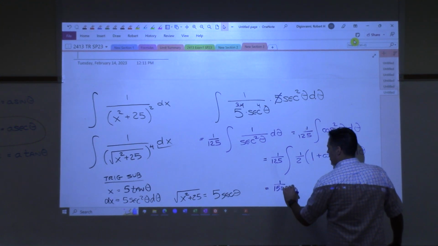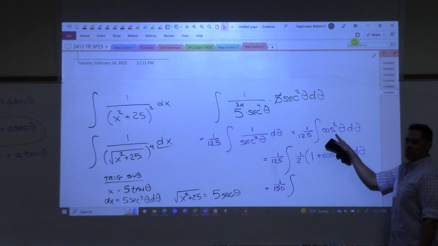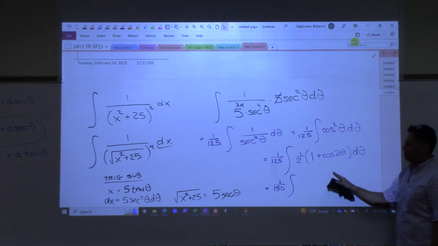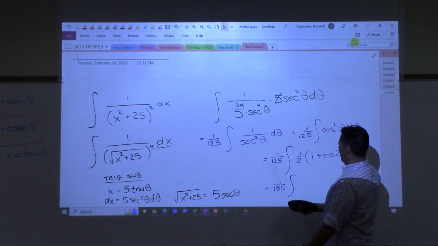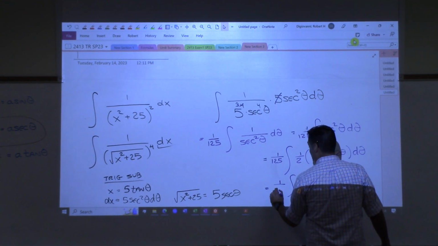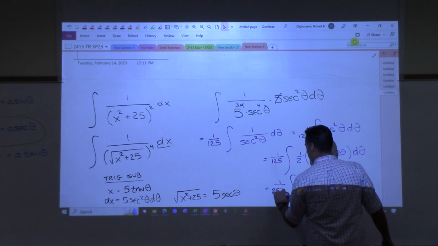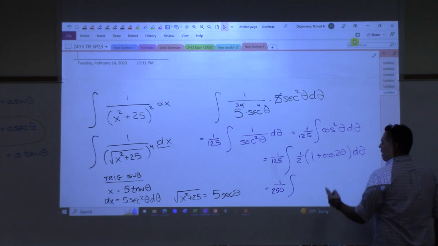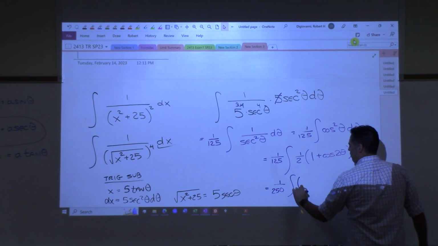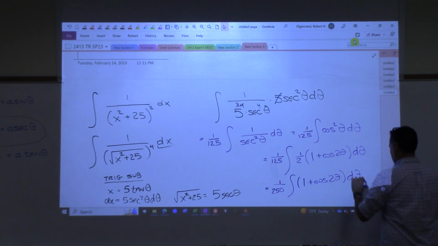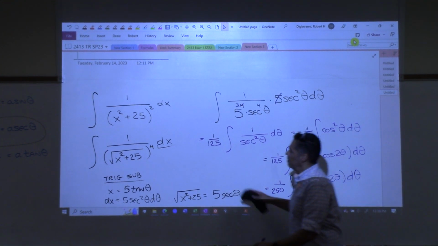The 1/2 comes, y'all know what I'm doing? I'm just using the formula. I mean, you have to go back and look at your notes. We did this. What did I do? You multiplied by 2. I did not multiply by 2, apparently. 1 over 250. And then here, let's see. 1 plus cosine 2 theta, d theta. I'm almost out of time, 2 minutes.